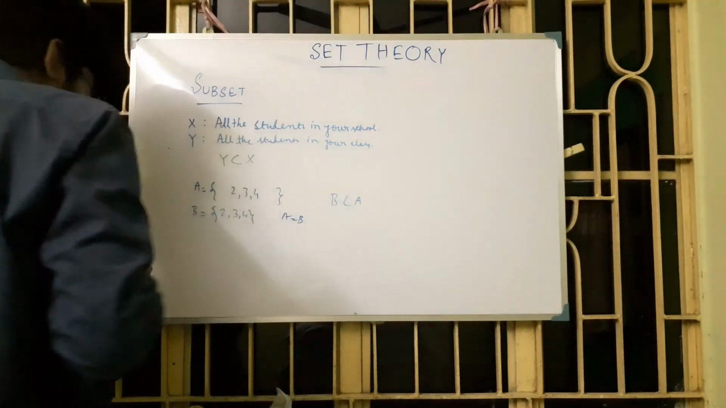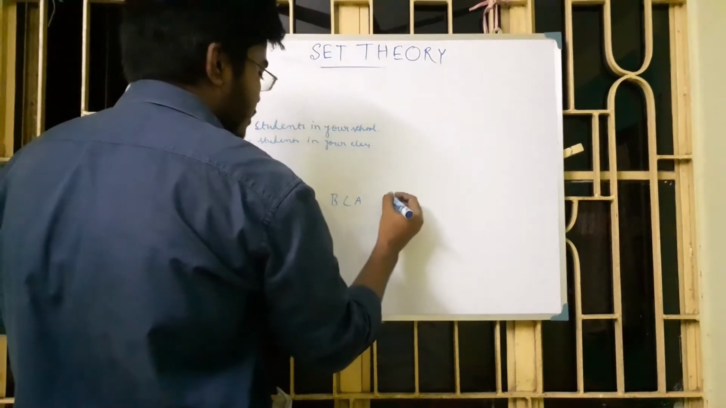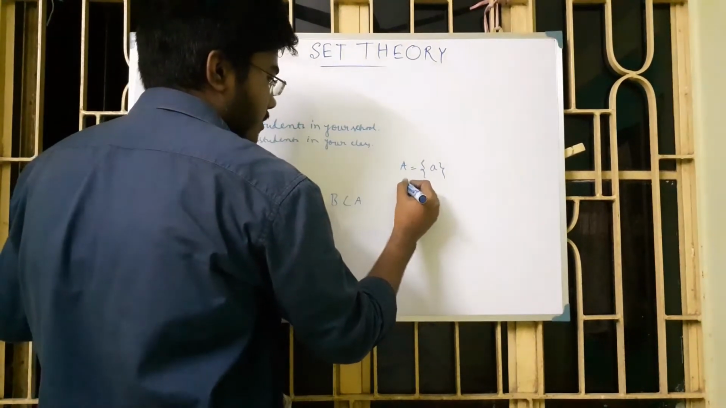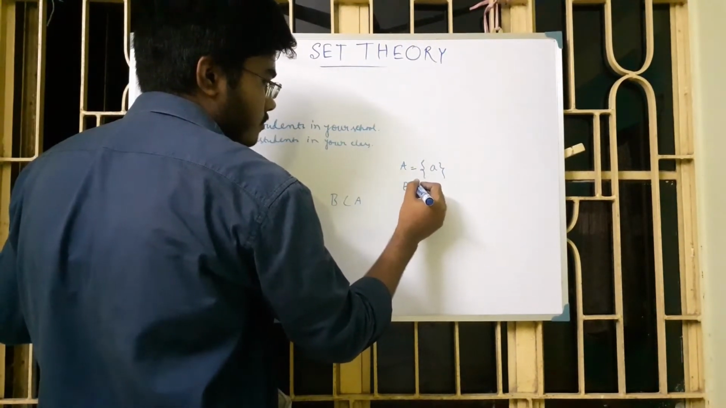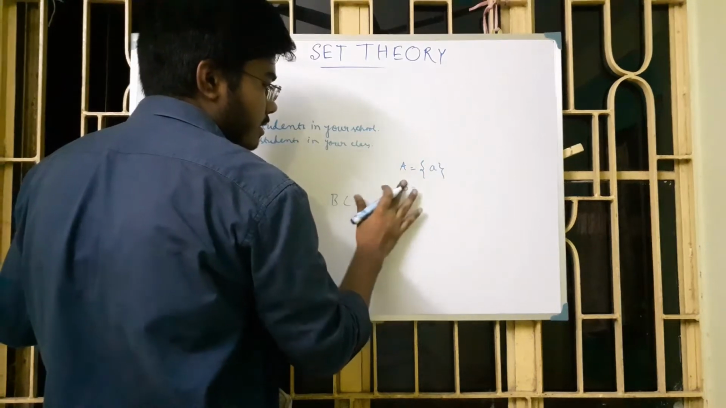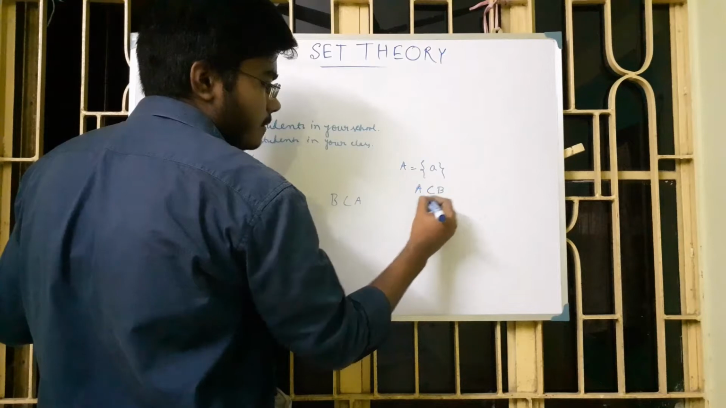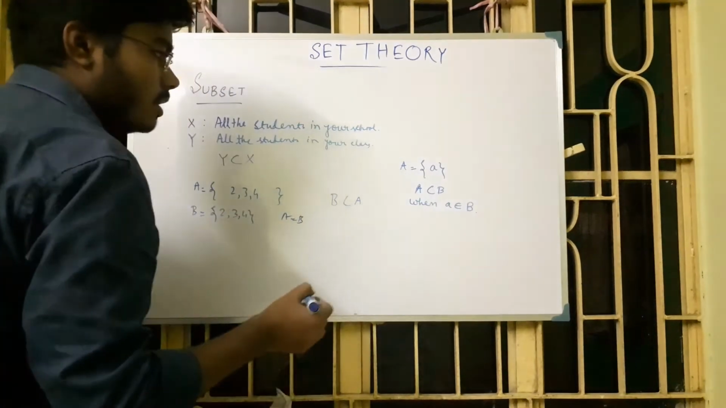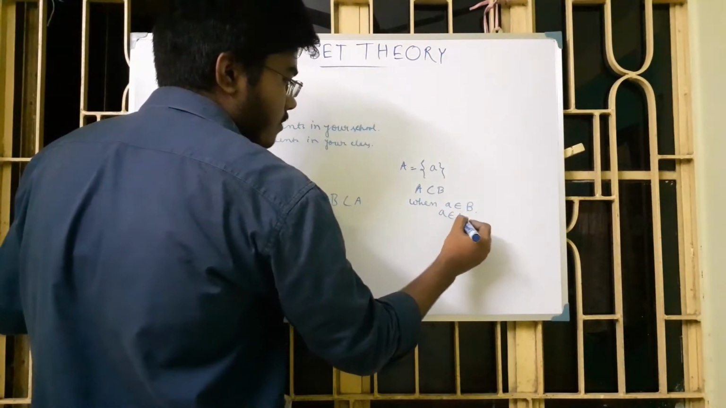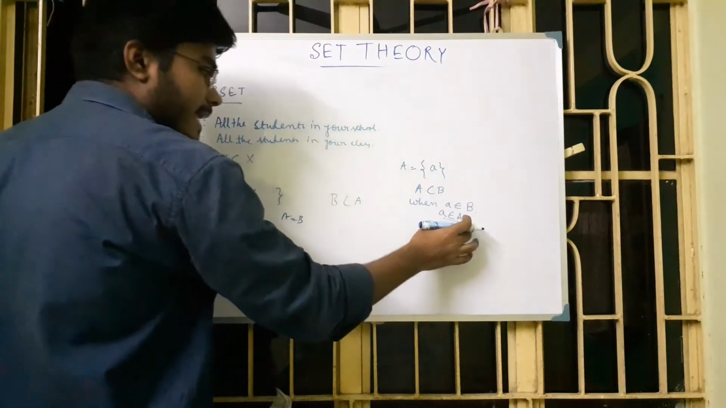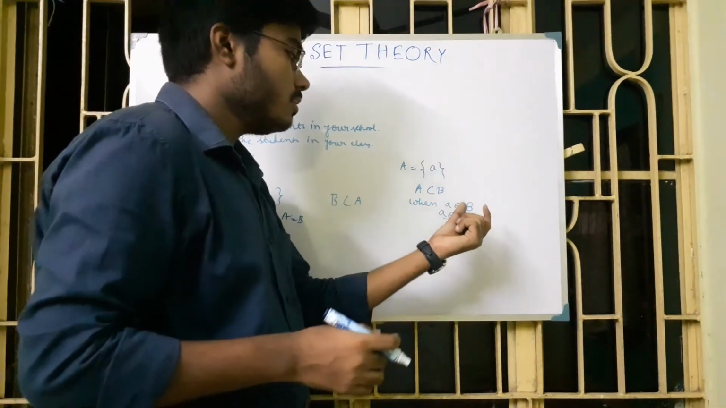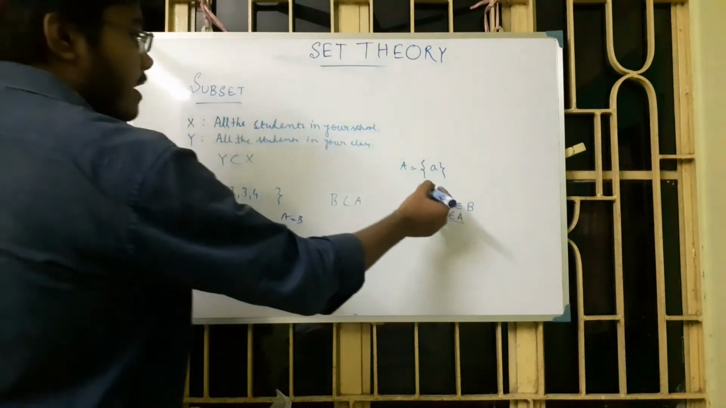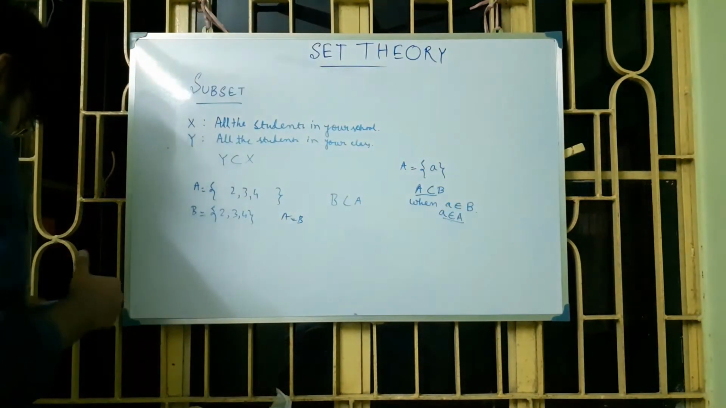So we can write, if B is another set, A is a subset of B when every element which belongs to A must be in the set B. That means that element also belongs to B. Then A is a subset of B.